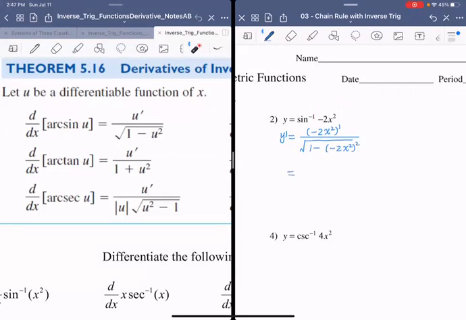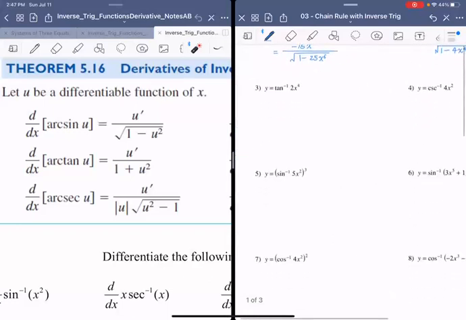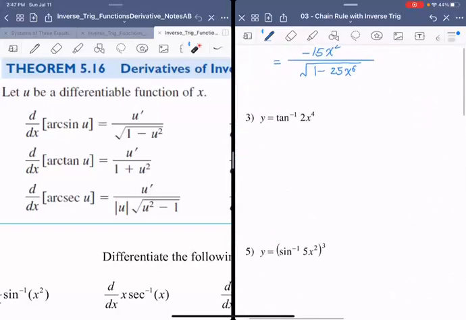So this equals? The top would be negative 4x, and then the bottom would be 1 minus negative 4x to the 4. Yeah, that's it. Very good. You got it. Let's do one more, Joy. Number 3.